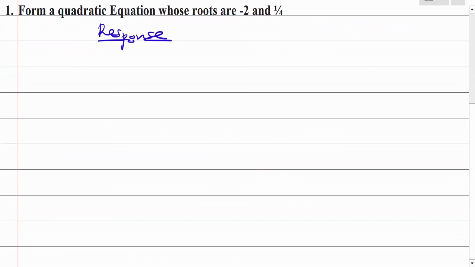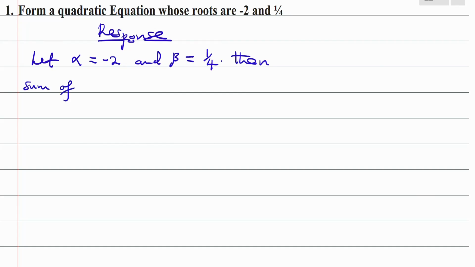What we are going to do is first get the sum. We are given roots. Let alpha be equal to -2 and beta be equal to a quarter. Then let's first find the sum of roots. We have alpha plus beta, which gives us -2, which is our alpha, plus a quarter, which is our beta.